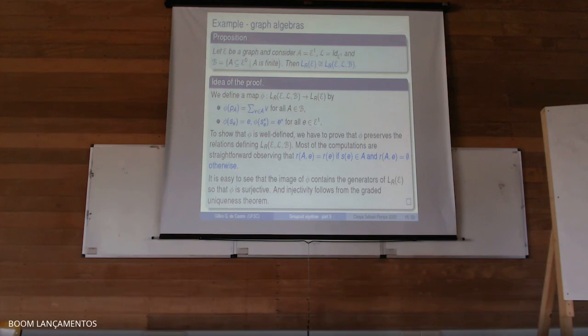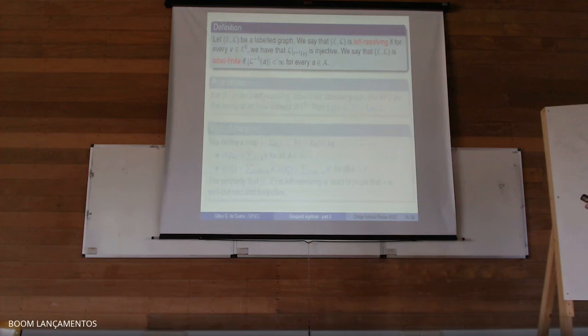So from a graph, you build a labeled graph. I have this family B, and you can show that this left path algebra is modeled by these labeled graphs. But you can go the other way around in some conditions. So we need a bit more hypothesis on the graph.